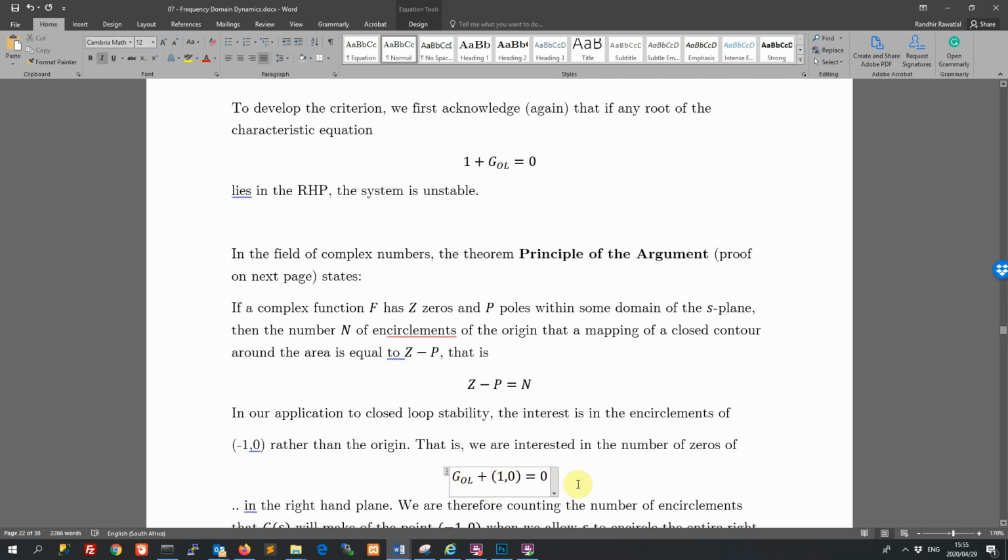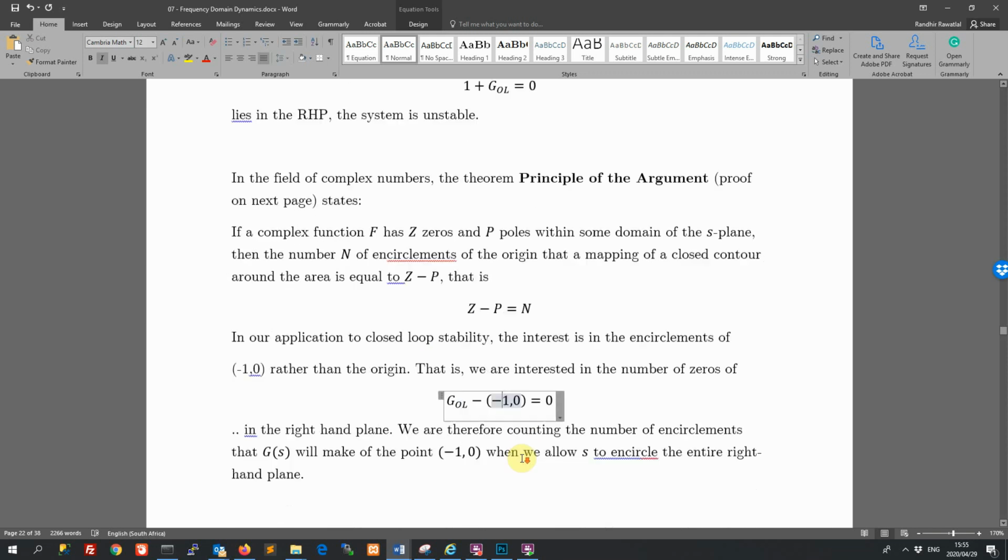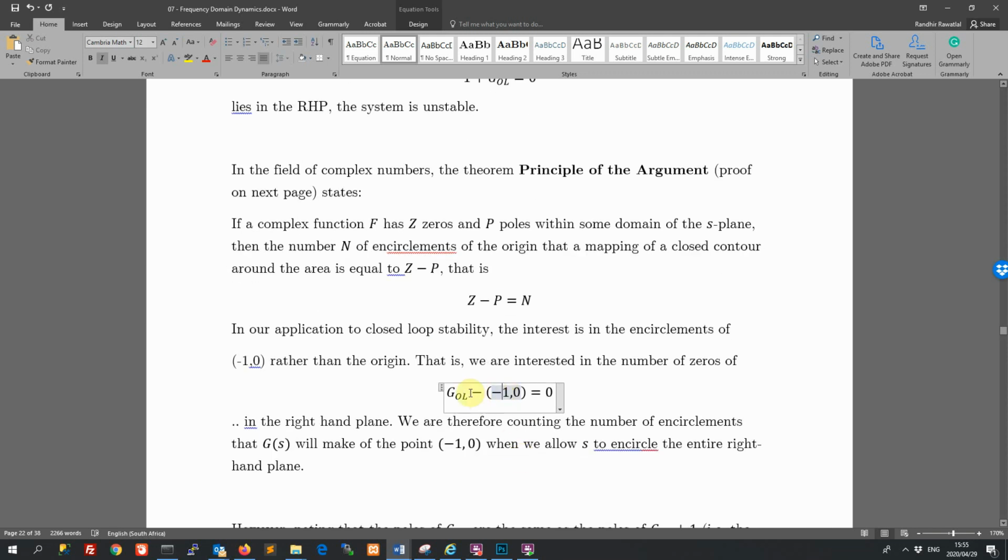And then if we want to know how many times we wrap around the minus 1, 0 point, then we are concerned with the number of encirclements there. And so we want to know how many zeros of this whole function we have in the right-hand plane. And so if we accept that for G open loop, we don't have zeros, we don't have poles, right? Then that process is open loop stable. And that's what we've been talking about, right? That G open loop, right?